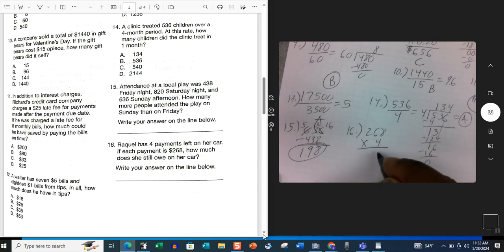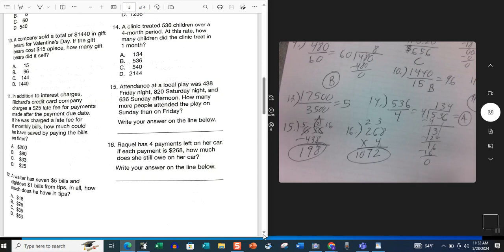So 4 times 8 is 32. Bring down your 2, carry your 3. 4 times 6 is 24, plus 3 is 27. Bring down our 7, carry our 2. 4 times 2 is 8, plus 2 is 10. So it's 1,072.